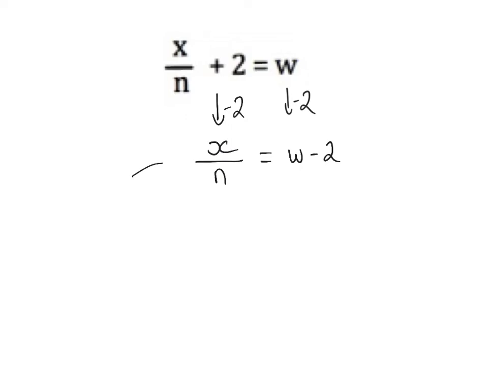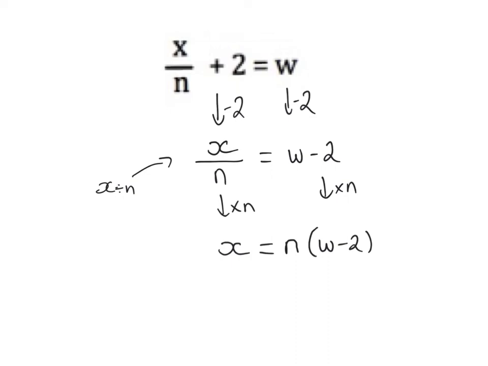So as we've said previously, this means x divided by n. Therefore, we're going to multiply both sides by n. So this would leave me with x is equal to, now this is an important bit here. We want to multiply all of w take away 2 by n. The best way to write this mathematically is to say n lots of w take away 2. So we can write it as n would be a factor of both of these terms, so we're going to write it as a common factor in terms of brackets.